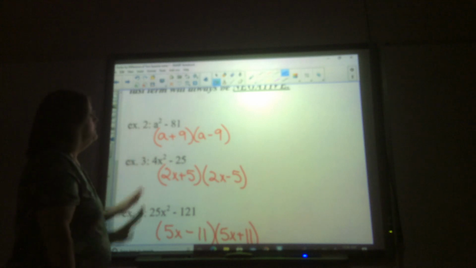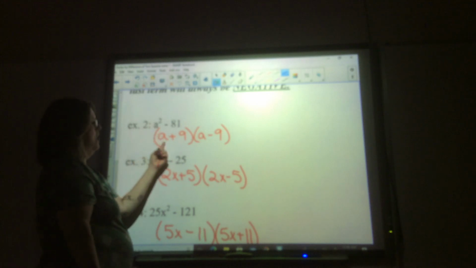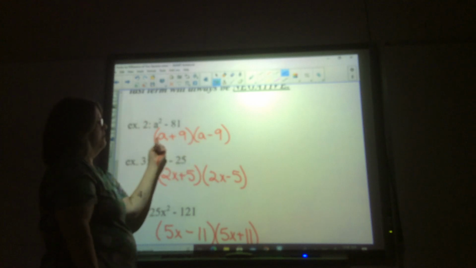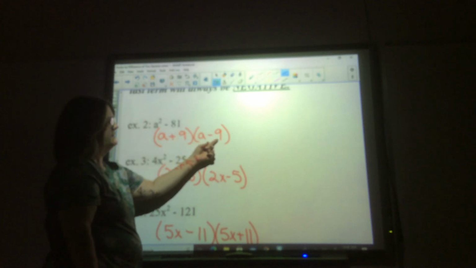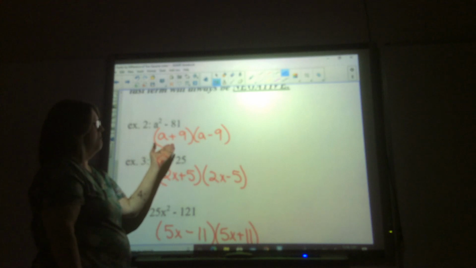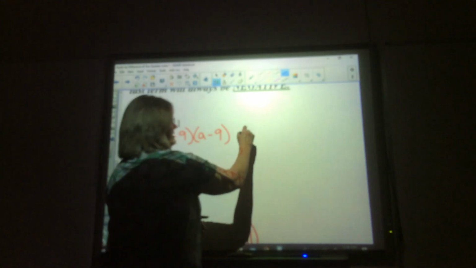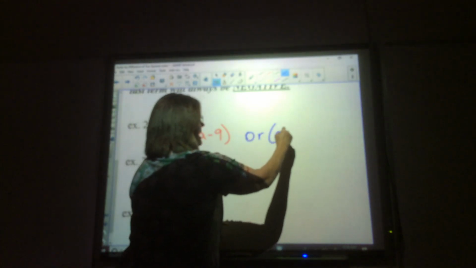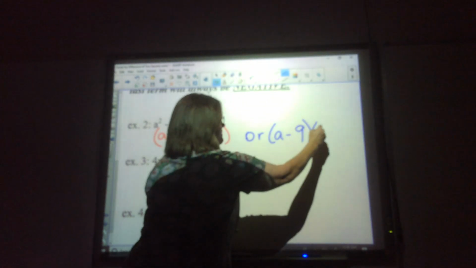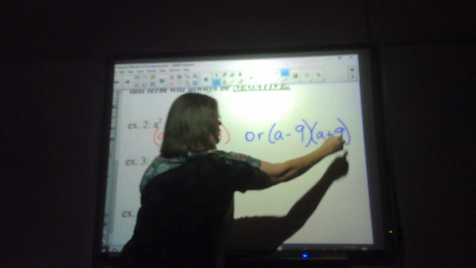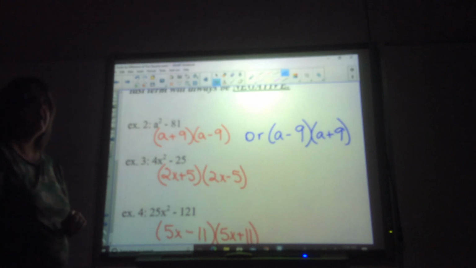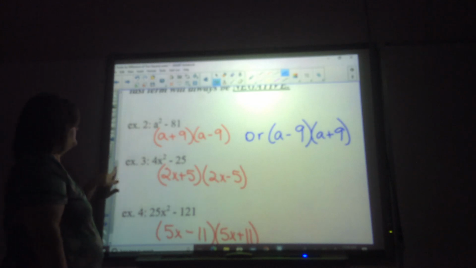So, anyway, if I square root a squared, I write a. If I square root 81, I write 9. And I write a plus 9, a minus 9. Now, the plus sign doesn't have to go first. You could write this, a minus 9, a plus 9. But you need to have both a plus and a minus sign, and it doesn't matter the order you put them in. All right, let's go down here.